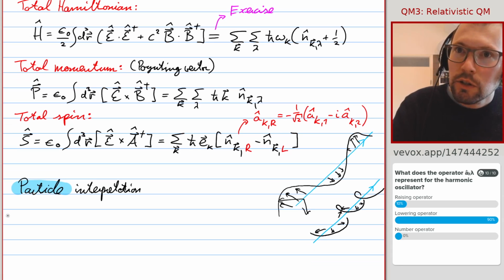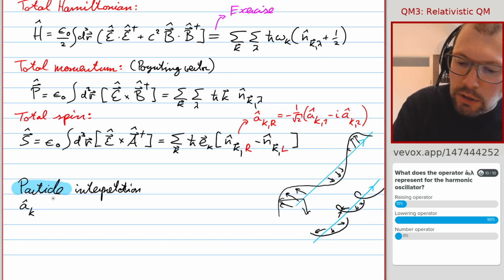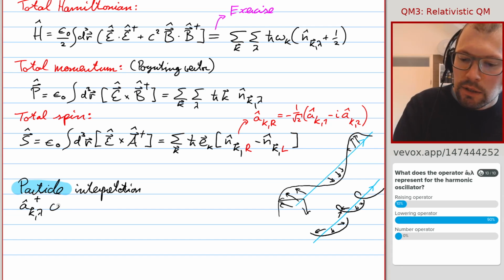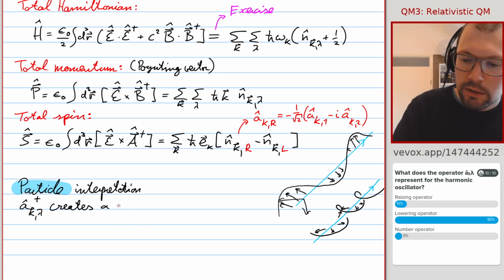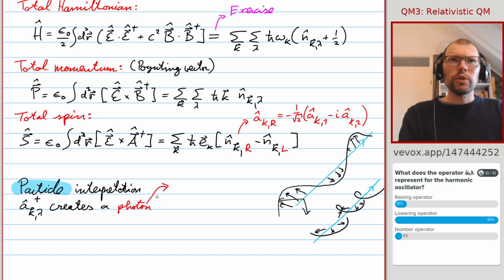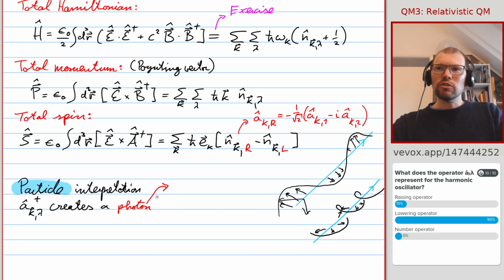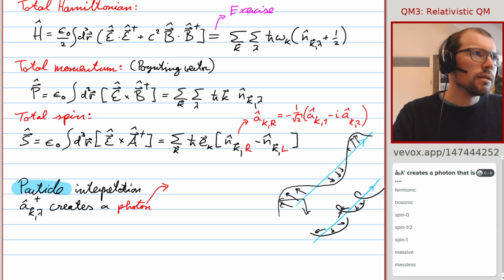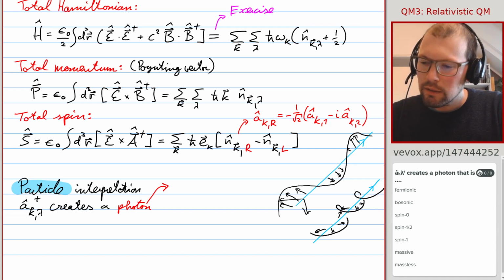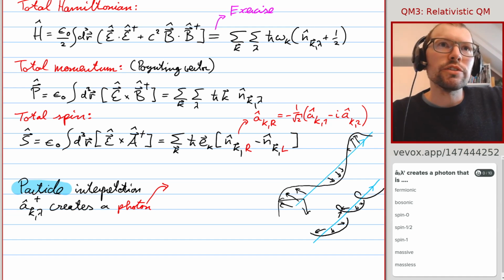So let's do this. A_k lambda dagger creates a photon. Okay, so let's see, what did we already conclude about these particles? What are photons? Let's do a quick poll. We have deduced from the wave equations what these particles are.